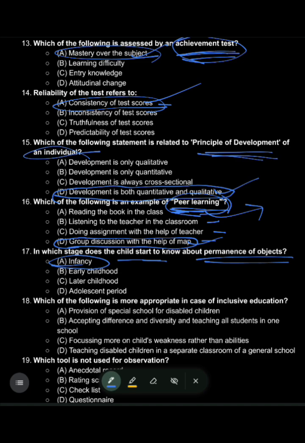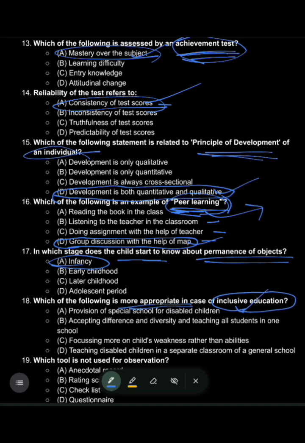Next, number 18. Which of the following is more appropriate in case of inclusive education? Provision of special school for disabled children, accepting difference and diversity and teaching all students in one school, focusing more on child's weakness rather than abilities, teaching disabled children in a separate classroom of a general school? So here in this question, the question is more appropriate. It is asking we have to find the more appropriate point from these to show that it is an inclusive education.